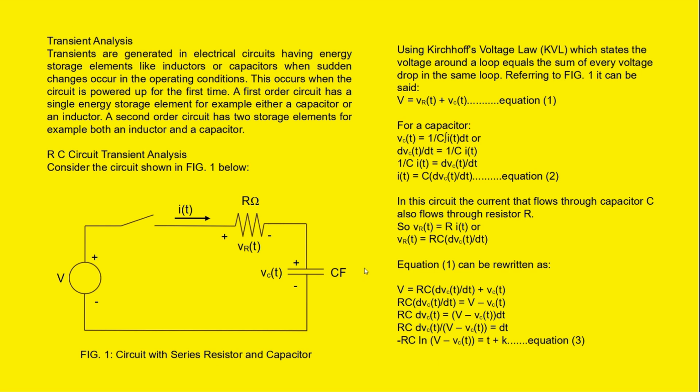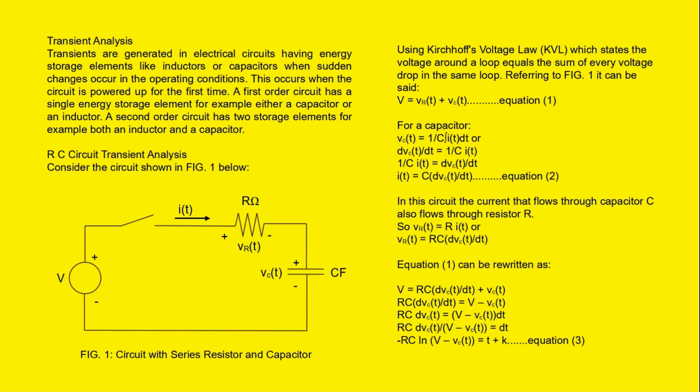Transient analysis. Transients are generated in electrical circuits having energy storage elements like inductors or capacitors when sudden changes occur in the operating conditions. This occurs when the circuit is powered up for the first time. A first-order circuit has a single energy storage element, for example, either a capacitor or an inductor. A second-order circuit has two storage elements, for example, an inductor and a capacitor.